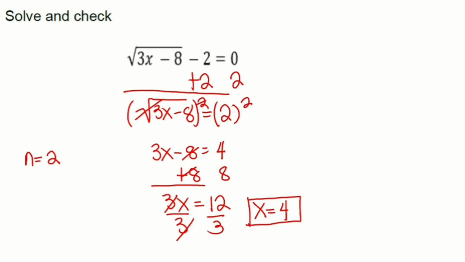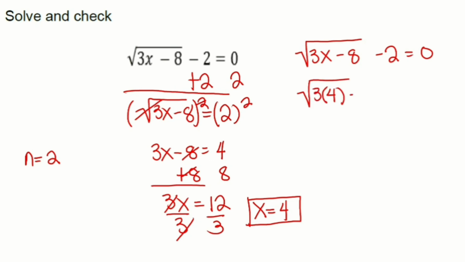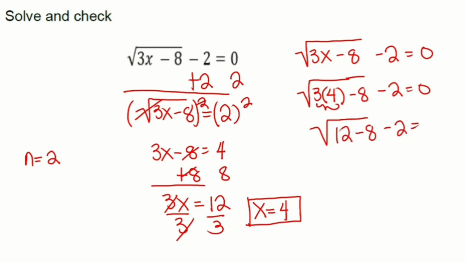Okay, so we will write again the radical equation. That's square root of 3x minus 8 minus 2 is equal to 0. So we have square root of 3 multiplied by 4 minus 8 minus 2 is equal to 0. So 3 times 4, that is square root of 12 minus 8 minus 2 is equal to 0. 12 minus 8, that is square root of 4 minus 2 is equal to 0.